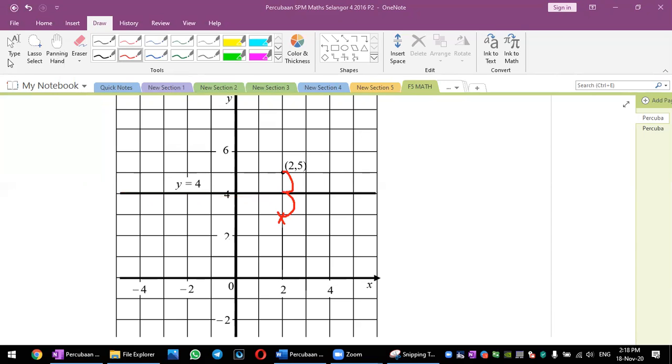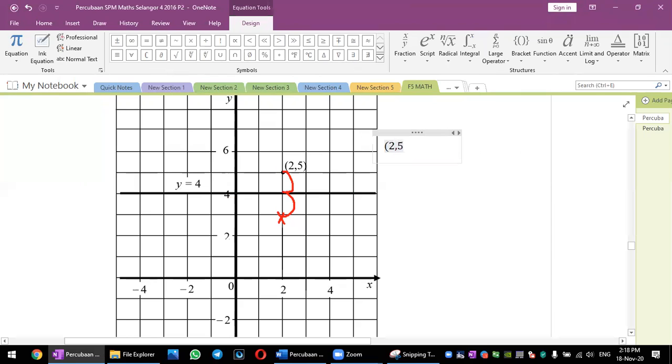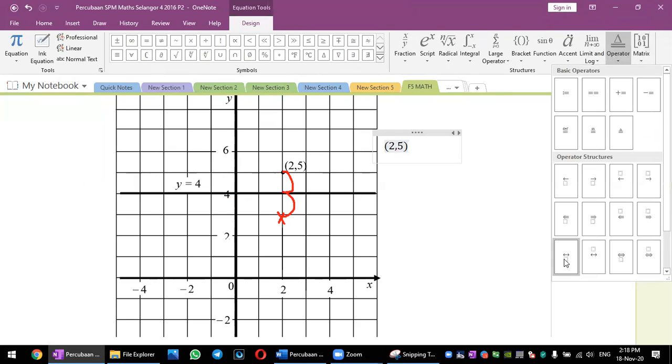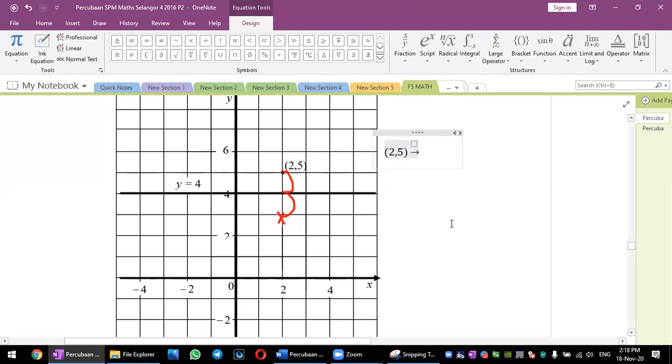Okay, how do you write your answer? Kamu tulis answer, kamu kena tulis macam ni. Okay, you write like this. Under Q, they will go to (2, 3), like this.